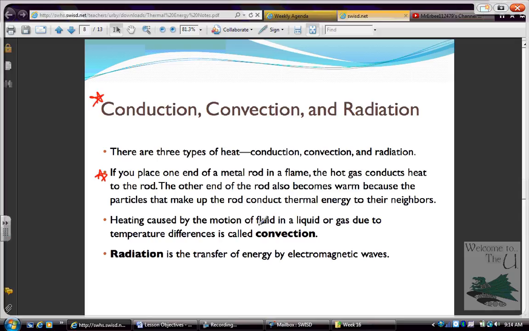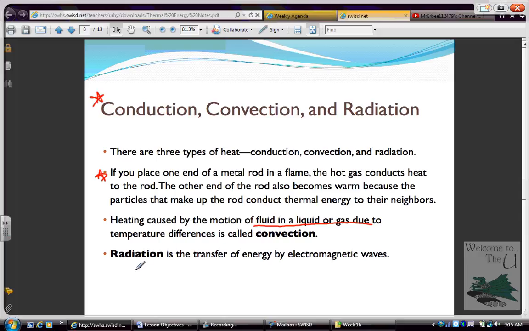Convection is going to be when you have heat transferred through a fluid, either a liquid or gas. So an example of convection might be your AC unit or your heater in your house. Whenever you heat up the air, it's flowing through a gas form throughout your house, and it's changing the temperature. So that's going to be called convection. So heat transfers through fluids, liquids or gases.